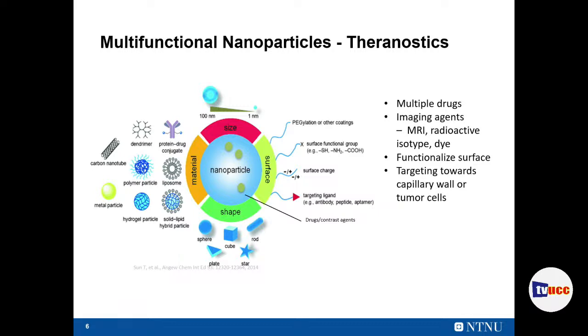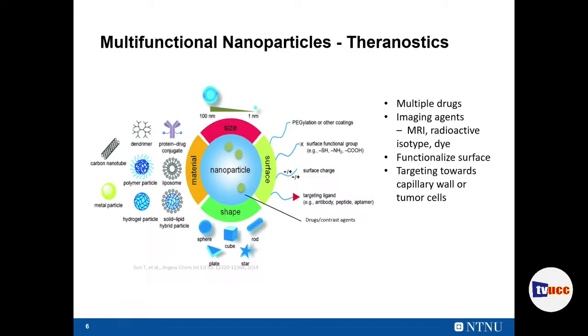Here it is particles made out of organic materials and inorganic materials. And I will come back more to what kind of materials and how to make these nanoparticles. We talk about nanoparticles as something spherical, but they might have another shape. It might be like a rod or a cube or a star. So the shape can vary.